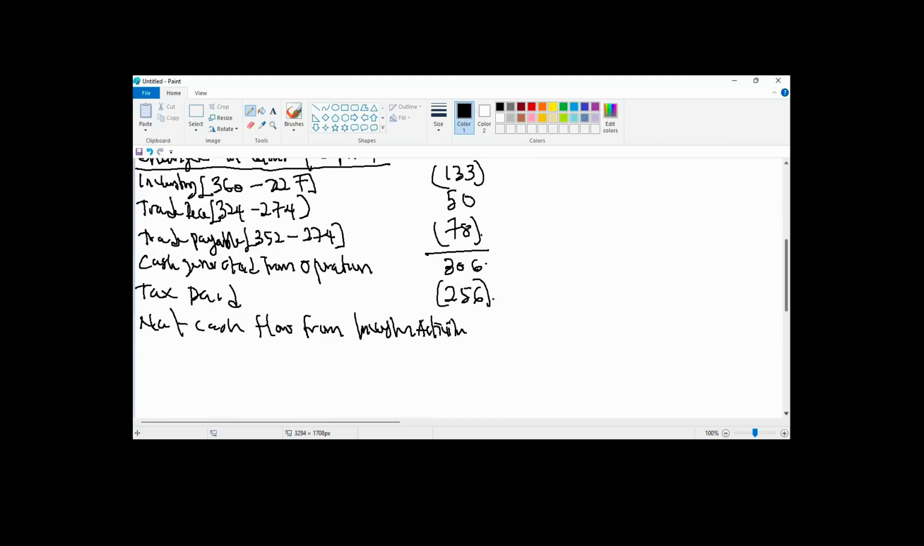50. Then I'll go to it. That's net cash flow from operating activities, not investing. No.